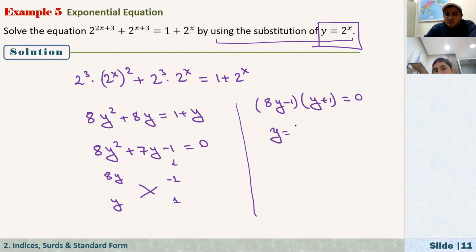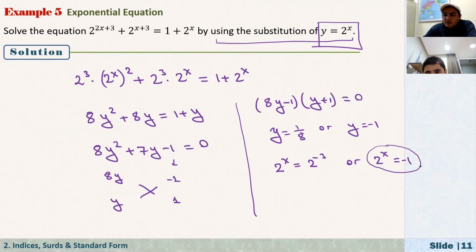From here, y is equal to 1 over 8, or y is equal to negative 1. What is y? y is 2 to the power of x. 1 over 8 is 2 to the power of negative 3, or 2 to the power of x equals negative 1. And we know that 2 to the power of something is always positive. It cannot be negative. So this answer is rejected, right? And here we have the answer. So it has one solution. What is the solution? It is negative 3. So the solution of this equation is negative 3.